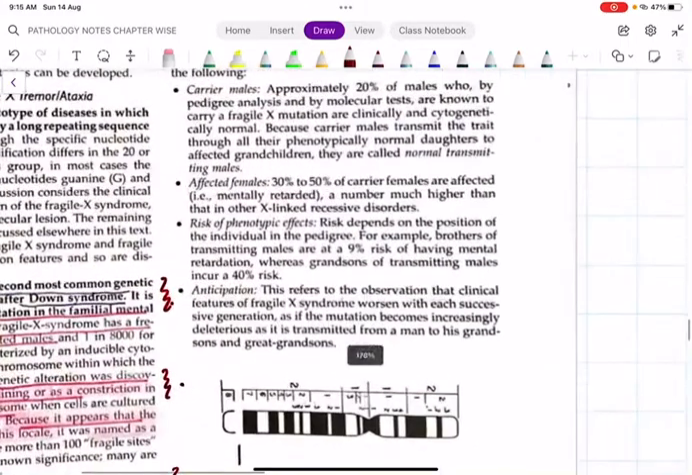What do you mean by anticipation? The phenomenon of anticipation is a characteristic. Anticipation can be asked as an MCQ question. What do you mean by anticipation? That means there will be exaggeration or worsening of the clinical manifestations in subsequent generations. That means as the generations progress.